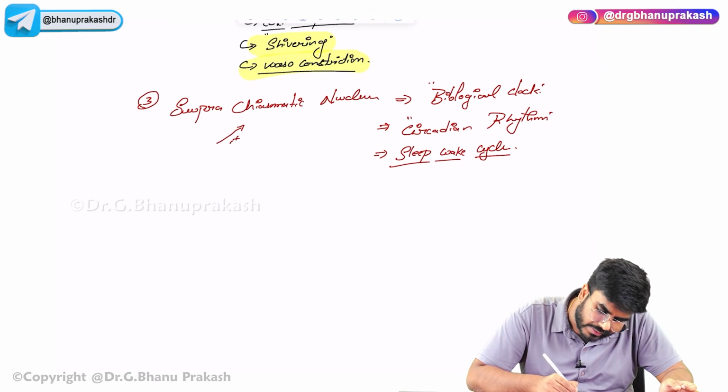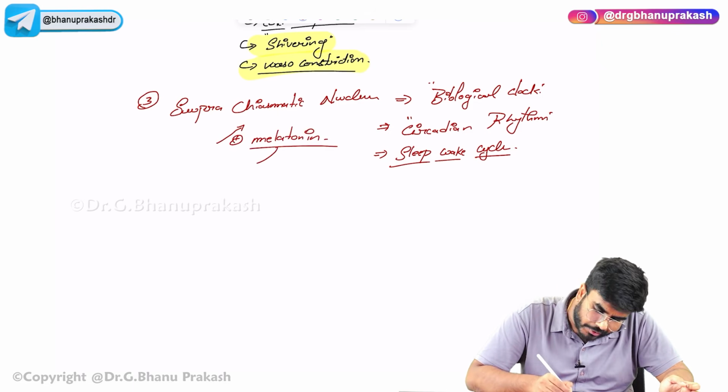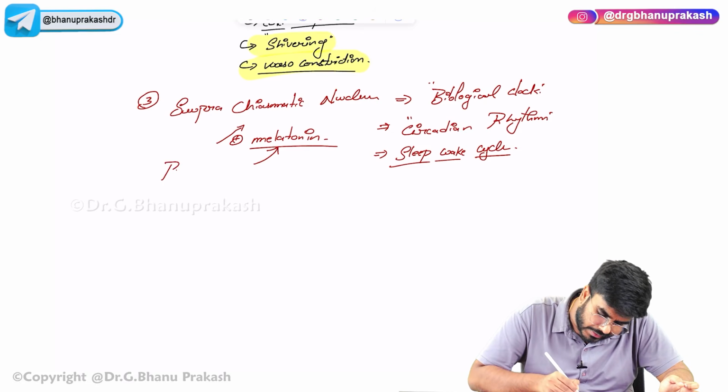The suprachiasmatic nucleus is influenced by a hormone called melatonin. Now, who is going to produce this melatonin? The pineal gland.